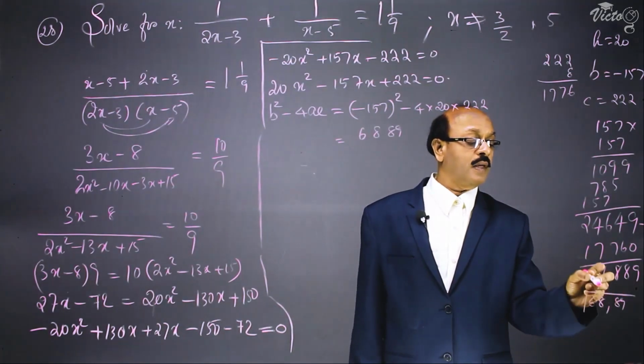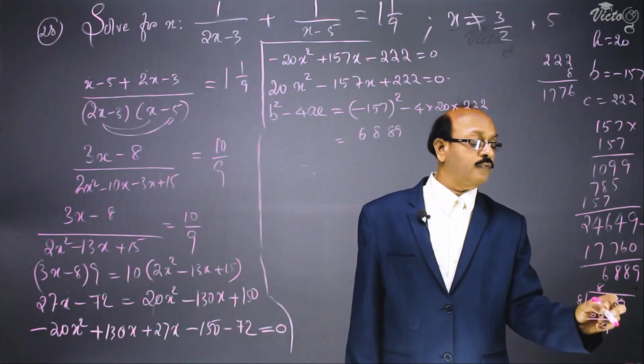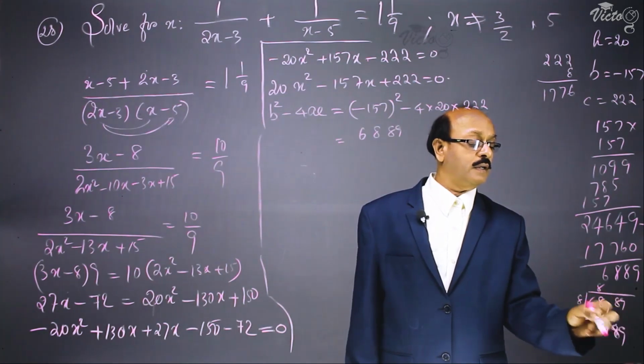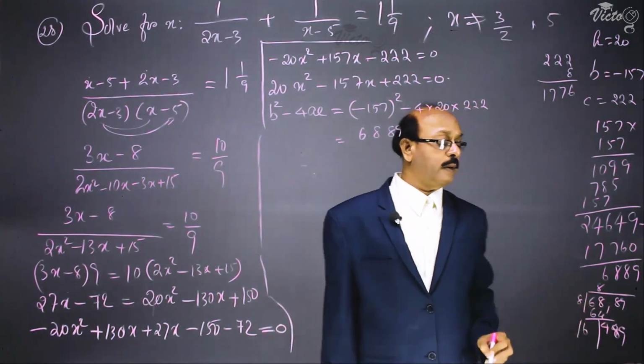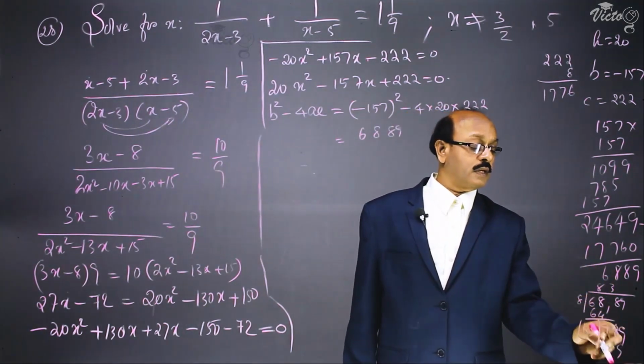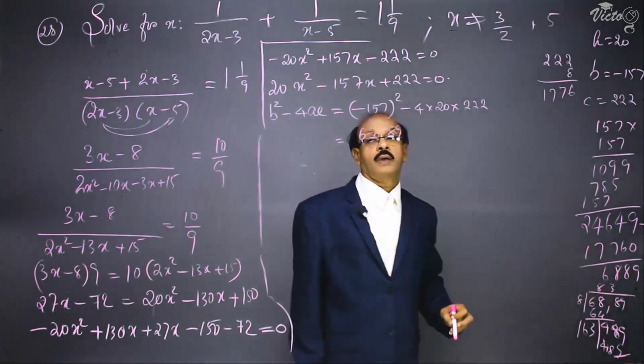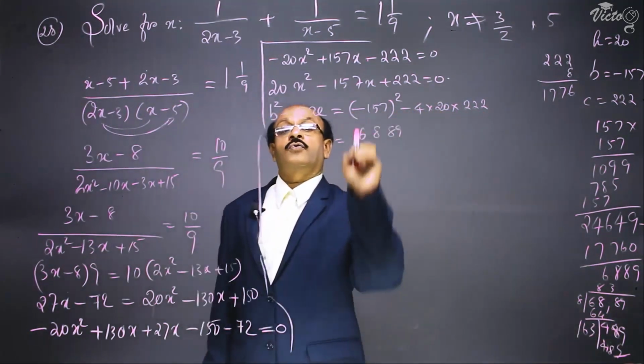6889. 8 8s are 64, remainder 4, 89. 16, 3. 3 3s are 9, 163 into 3 is 489. Okay, it's a perfect square. Now we can find the value of x.